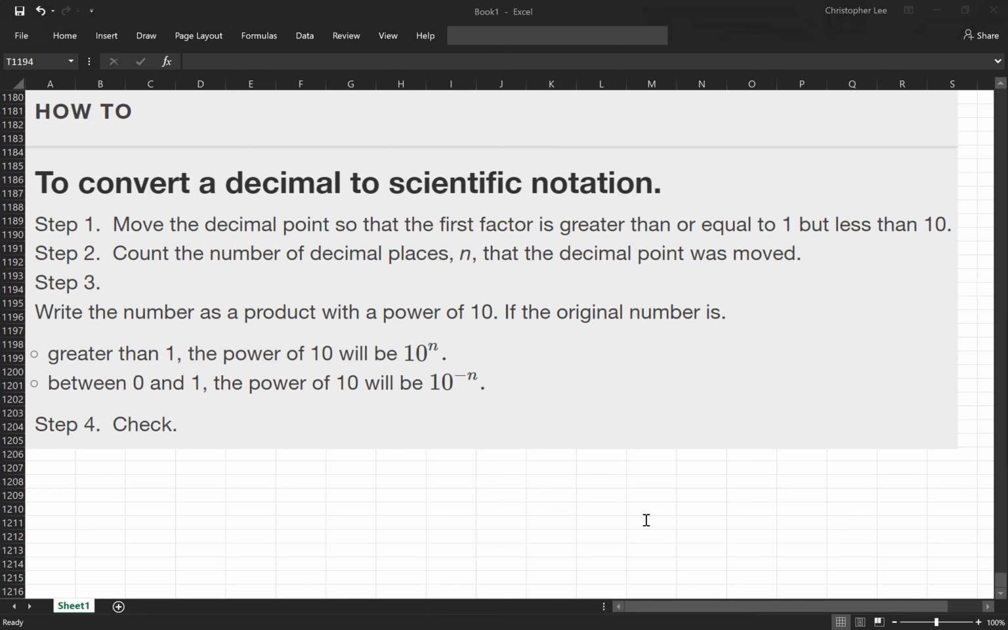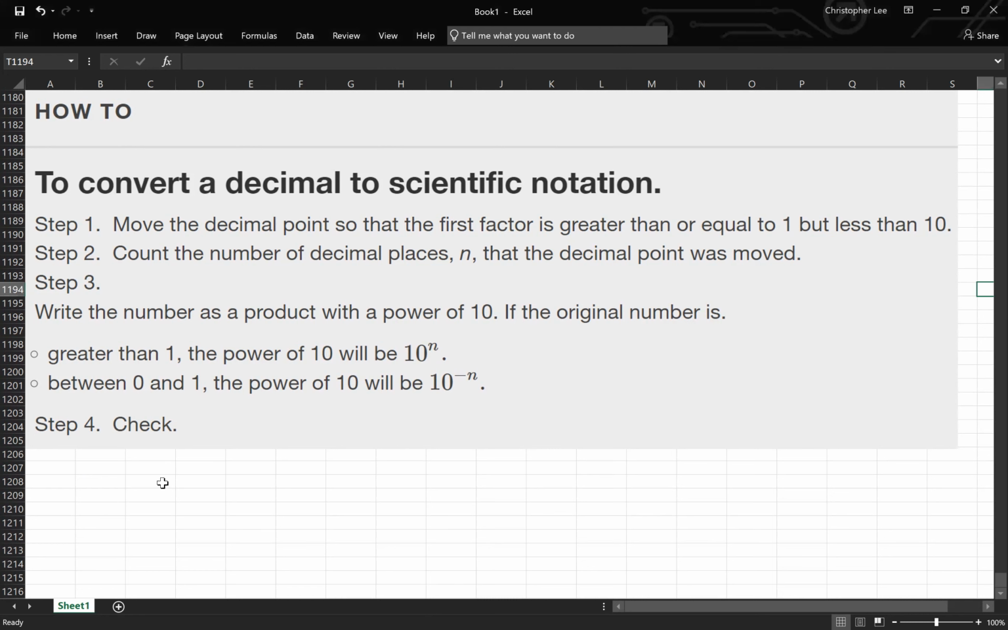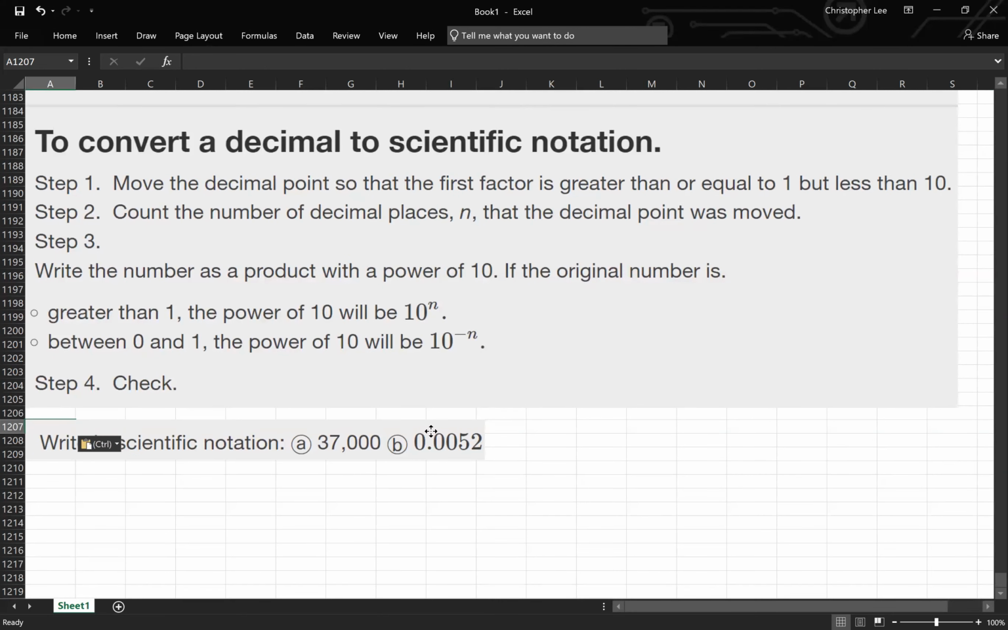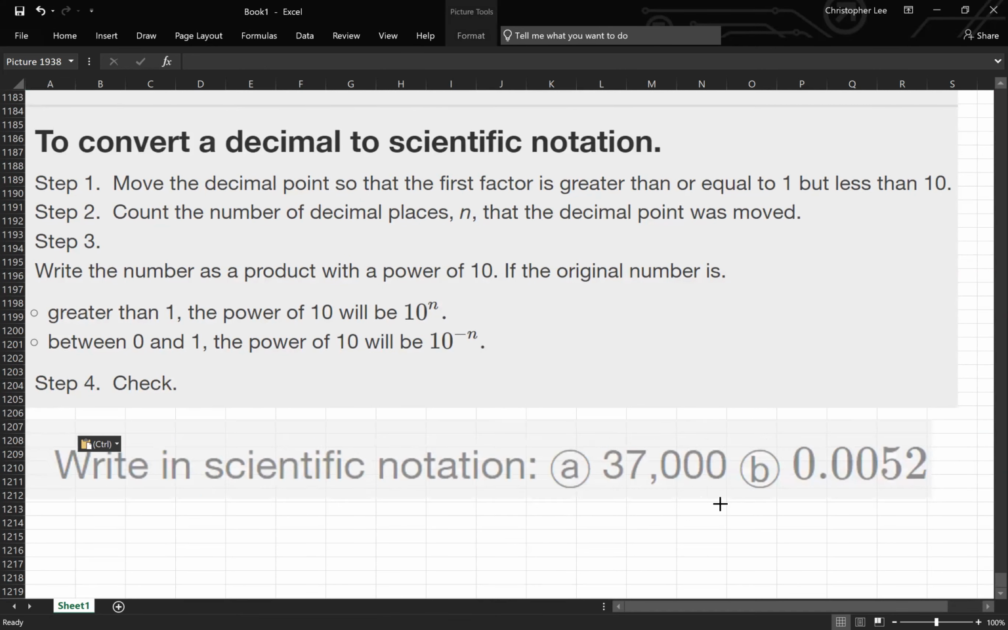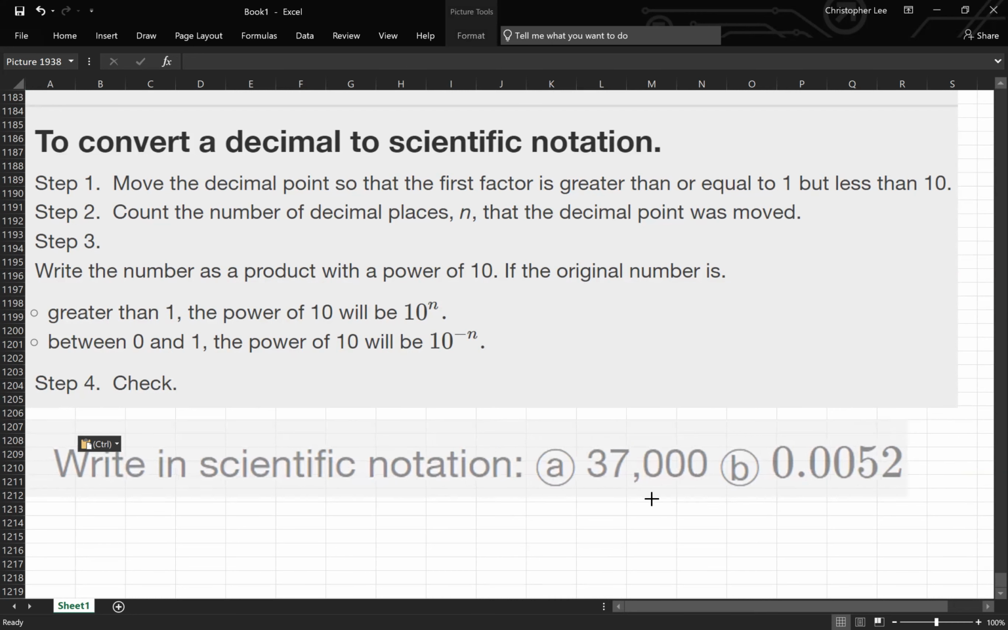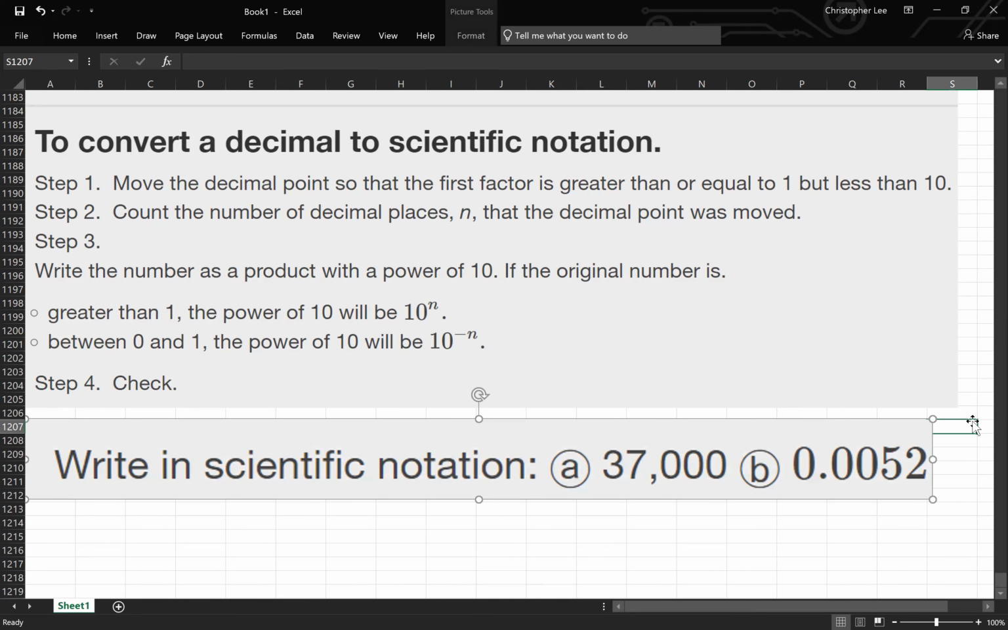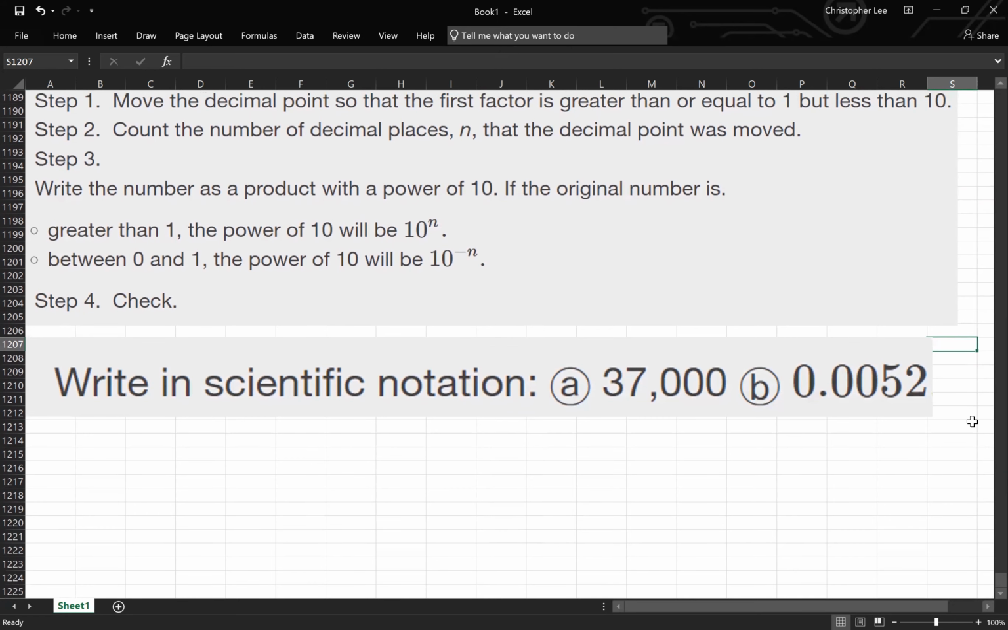Let's take a look. So I got two numbers here. I got 37,000. That's y'all future weekly paycheck right there.